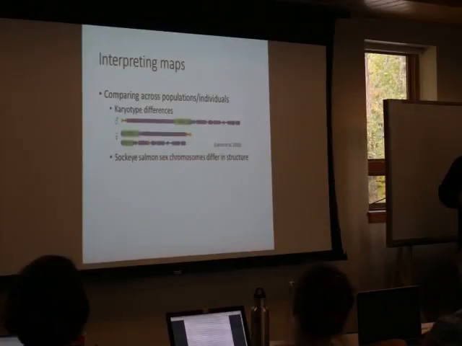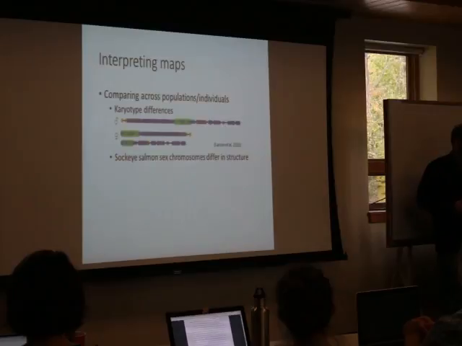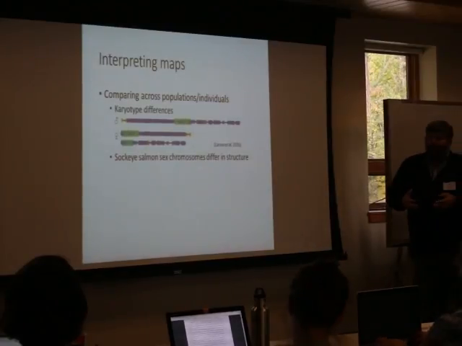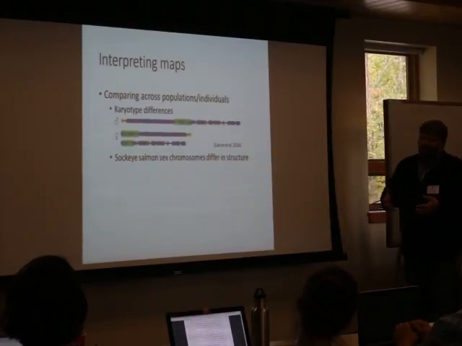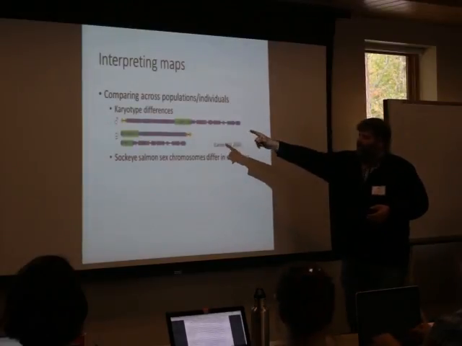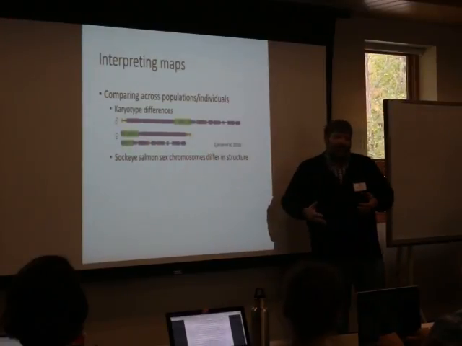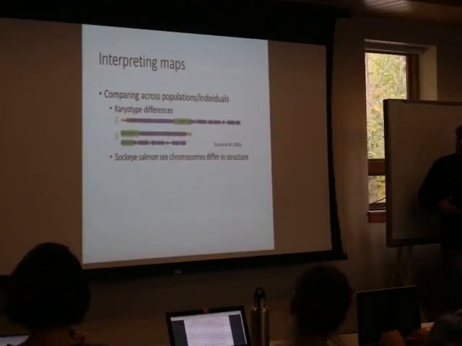So if you have maps and you compare across populations or individuals, then you can start making some nice inferences. Larson et al., as part of that study I talked about earlier, did a linkage map for sockeye salmon. And by comparing male and female sockeye salmon, he was able to identify karyotype differences between them. Male sockeye salmon have a single metacentric sex chromosome, and female sockeye salmon have it broken up into 2 acrocentric chromosomes. And we can see that by looking at sex differences.